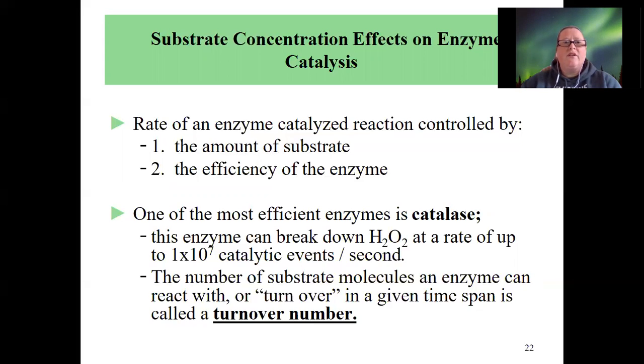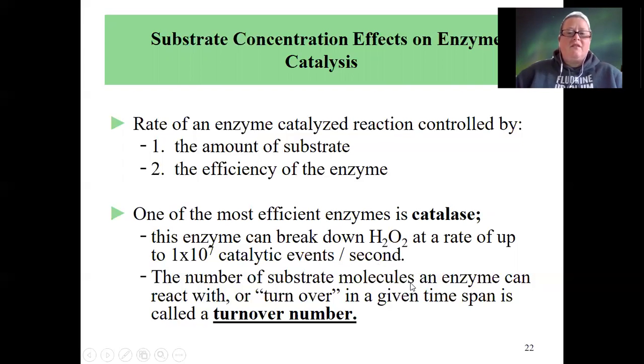This is one of the oxidoreductases. This enzyme involves oxidation reduction occurring when hydrogen peroxide is broken down into water and oxygen. And it can break the hydrogen peroxide down at a rate of 1 × 10⁷ catalytic events per second.